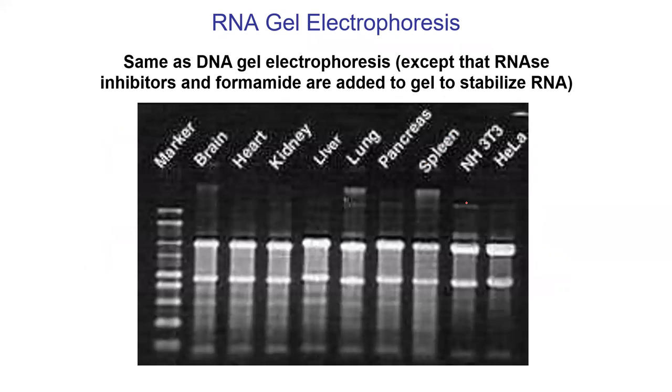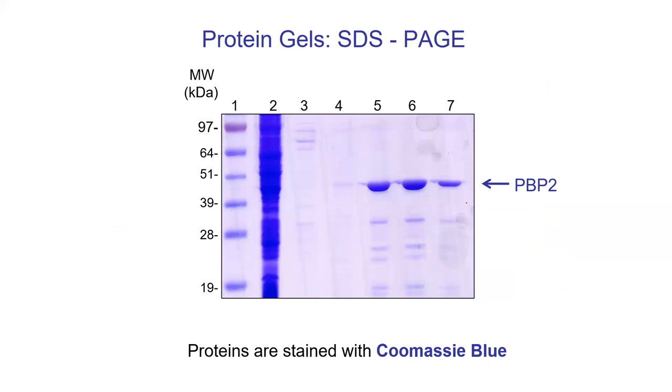You can do RNA gels. Here's an RNA gel showing different RNA in different tissues. You can do protein gels. This is a protein gel that I did. You can see there's the protein I was trying to isolate. It's called penicillin binding protein 2. And there's a whole bunch of applications around electrophoresis. I'm not gonna go into all the details on this, but just wanted to show you some hints of some of the things that can be done.